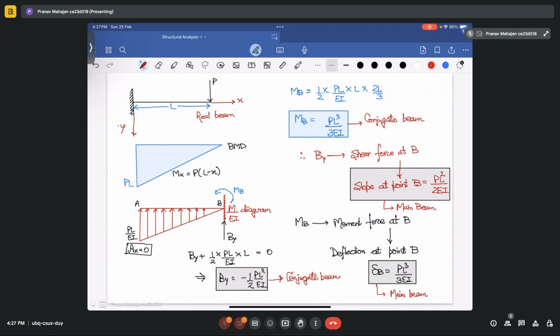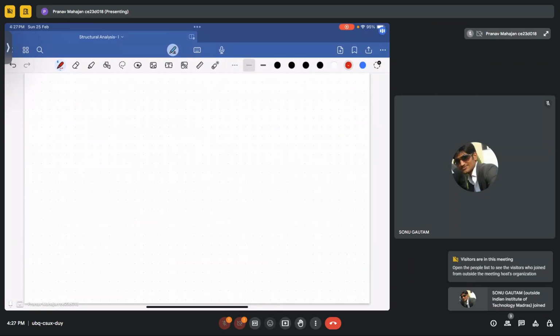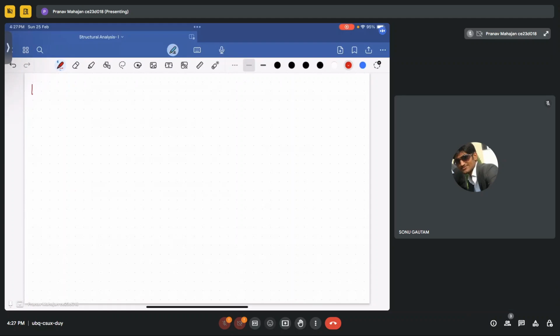Likewise, we have to determine the value of reaction force as well as the moment at any point in the conjugate beam, and it will provide you the slope and the deflection at the main beam. Okay, so the same concept we have also used in frames.